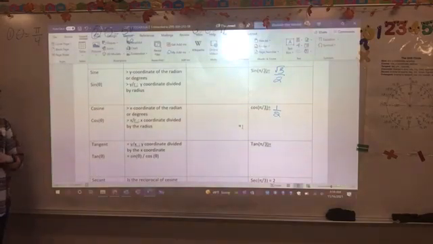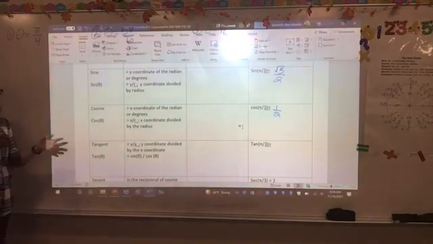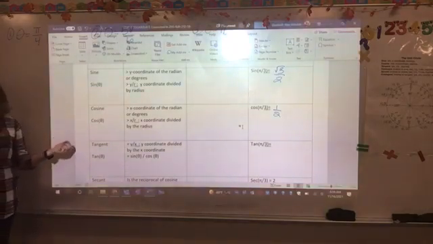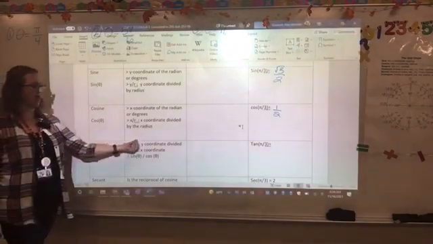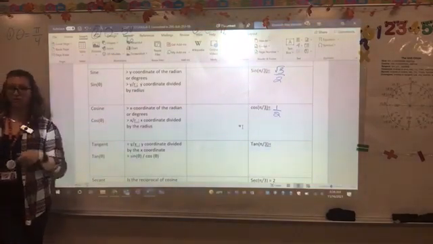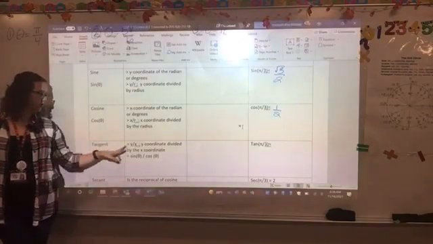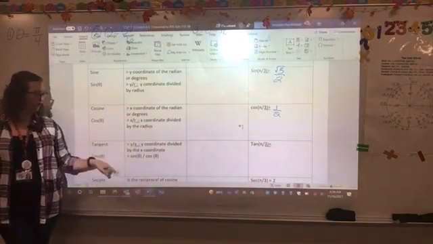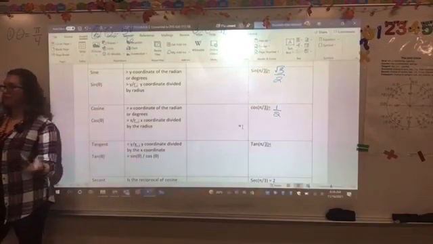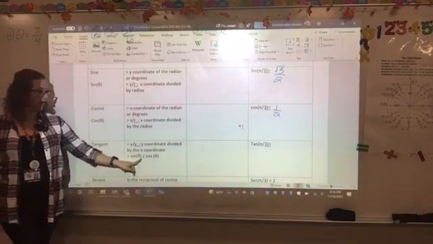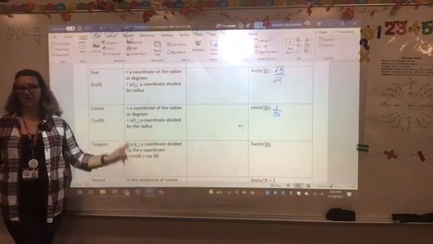Tangent is the relationship of the y-coordinate divided by the x-coordinate. It's the ratio or the slope. Tangent is y divided by x. Y is your rise, x is your run. So tangent is the slope. Or if you want to think about it in terms of other trig functions, tangent is the sine function divided by the cosine function, because sine is x and cosine is y.